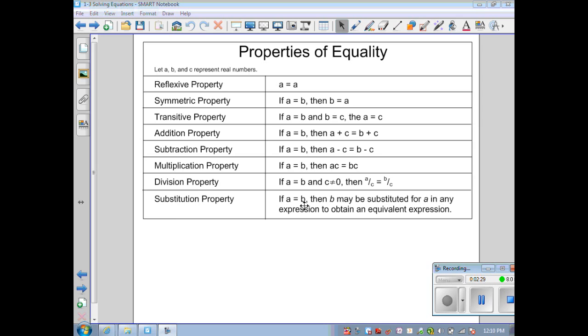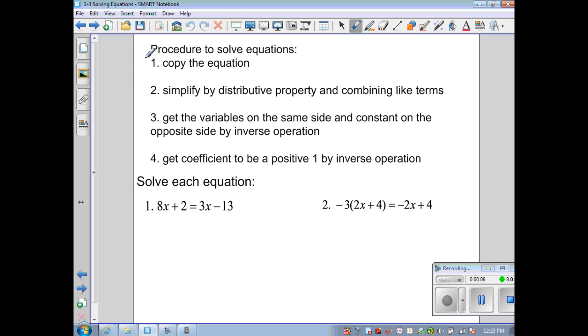Substitution property, if A and B are equal, then B may be substituted for A in any expression to obtain an equivalent expression. This is the procedure you need to use to solve equations. 1. Copy the equation from the book. 2. Simplify by distributive property and combining like terms. 3. Get the variables on the same side and the constants on the opposite side of the equation by using inverse operation. Usually that will be addition and subtraction. Number 4. We want the coefficients to be a positive 1, and we want to do that by inverse operation, typically by multiplying and dividing.